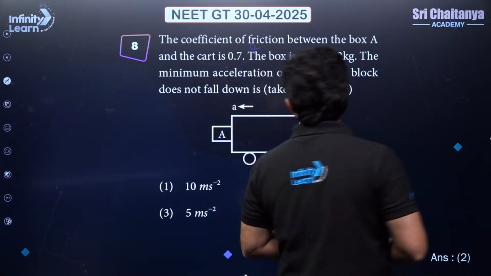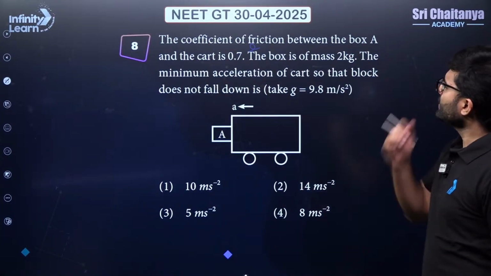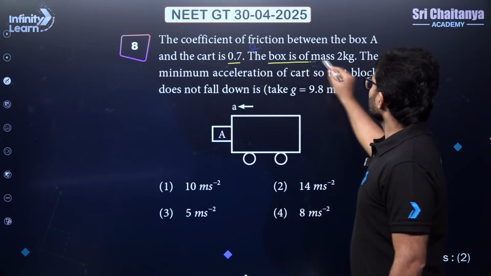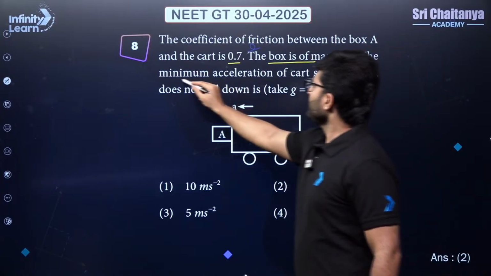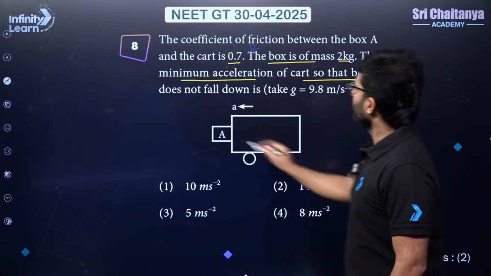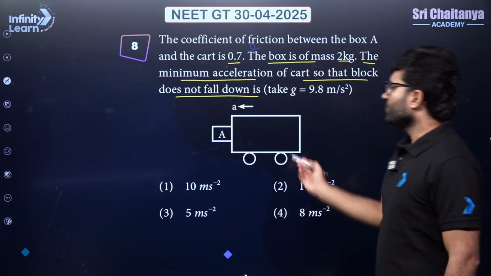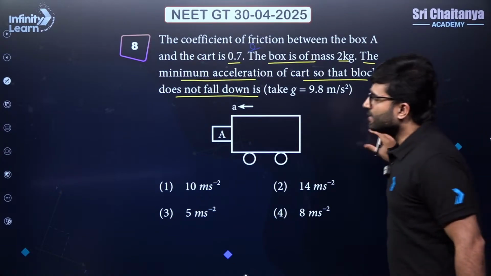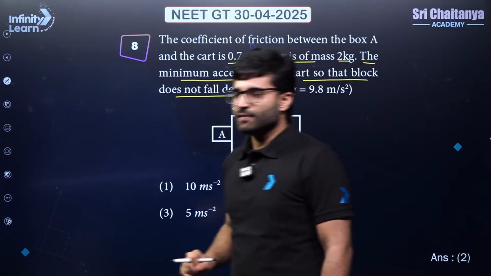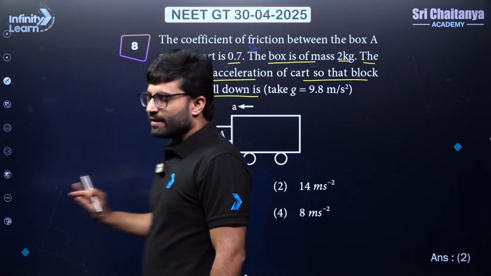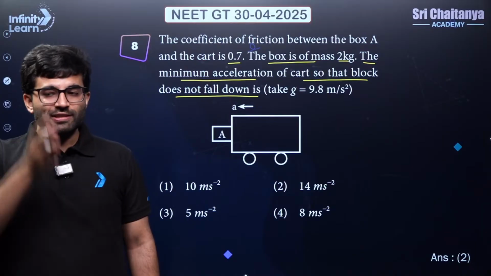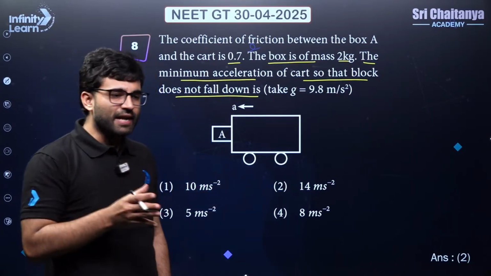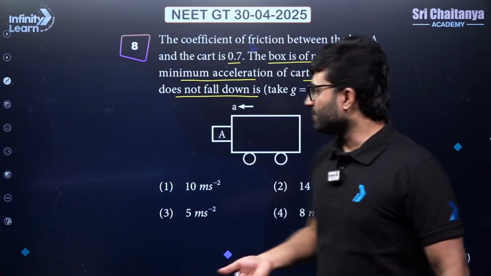Let's see. The coefficient of friction between the box A and the cart is 0.7. The box is of mass 2 kg. The minimum acceleration of the cart so that the block does not fall down is? So basically, this block is here, this is a cart, and it is being moved with such an acceleration that this mass A is not sliding down, it is there only. It is not attached to the cart but it is being held by the force of friction. Why is it not falling down?